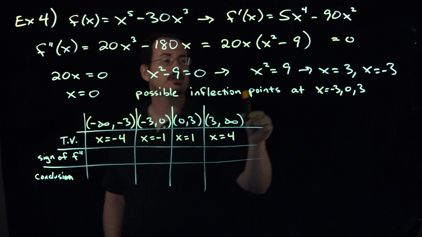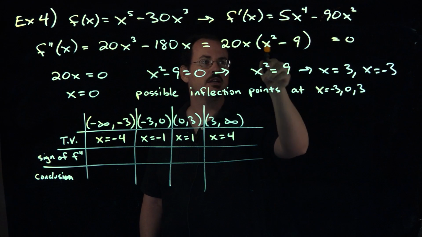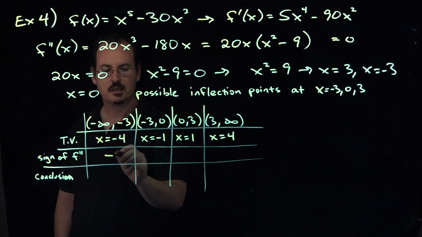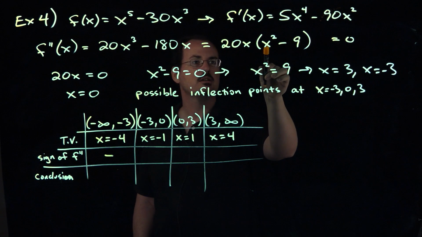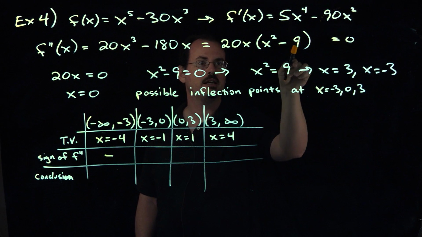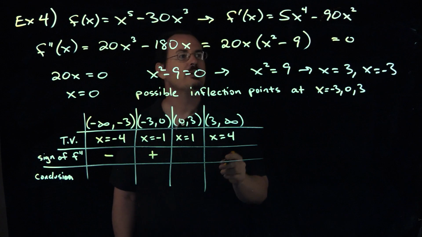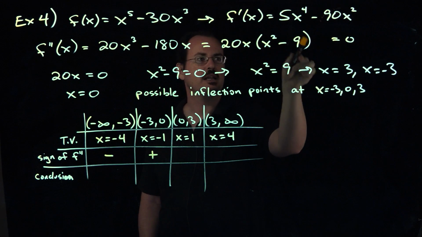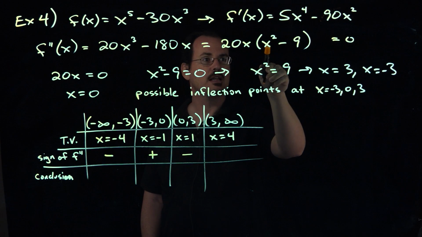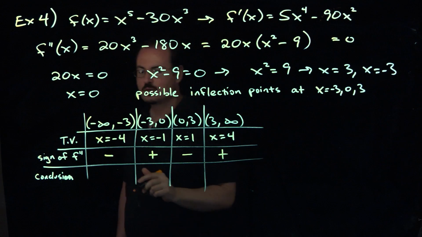If we plug in negative 4 here, what happens? Negative 4 squared is going to give us positive 16, so this term right here will be positive. But since I have a negative on that x, the whole thing will be negative. Now when I plug in negative 1, negative 1 squared is positive 1, minus 9 makes this term negative, but that term is also negative, so negative times a negative gives us a positive. When I plug in 1, that term is positive, but that one is negative, so I have a negative. And finally, when I plug in 4, 16 minus 9 is positive, that's also positive, so we get positive there.